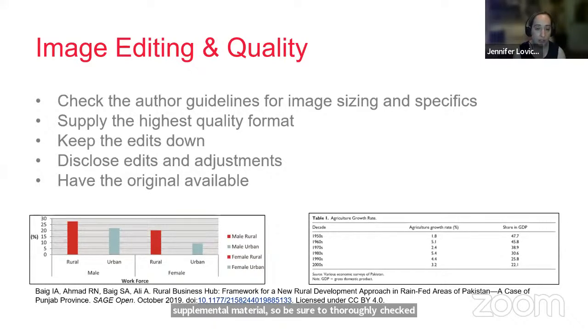Different publishers will have different technical specifications for visuals as supplemental material, so be sure to thoroughly check journals' manuscript submission guidelines. Images supplied in color will not usually be reformatted, so you should make sure the colors are exactly how you wish them to appear if your article is accepted and published.